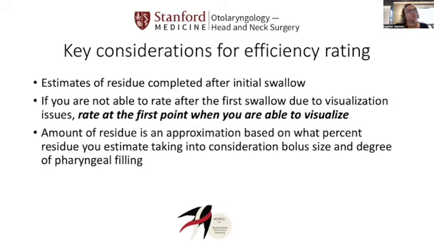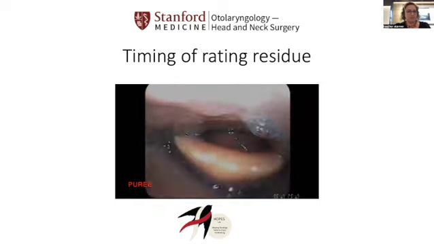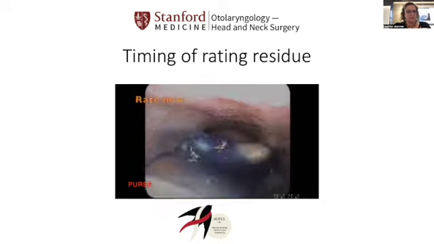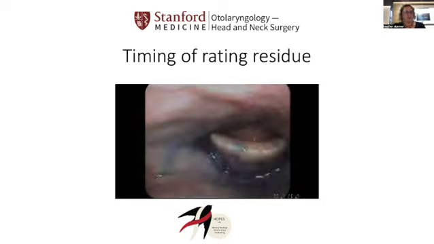This is the part that's hard for most people to wrap their heads around. We're not saying it's a percentage of the bolus. We're not saying it's a percentage of the pharyngeal space. We're just saying what percent residue. So it takes into consideration both of those things, how much bolus went in, as well as how much space there is. So just to give you an example of when you would want to rate the residue, I'll play a quick bit of this so we can see the bolus coming through, and that's where we want to rate, not after more material has come through, not after that second swallow.